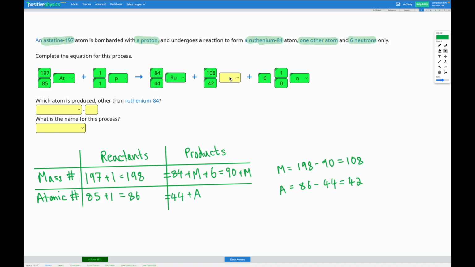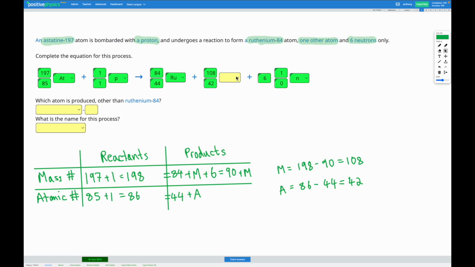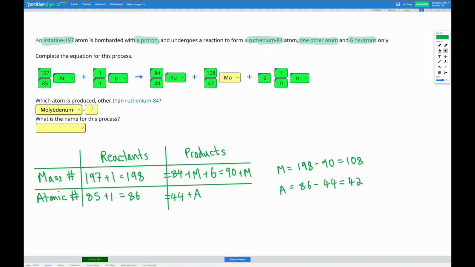Let's head to the periodic table again to figure out which atom has an atomic number of 42. Here's our atomic number of 42. It's molybdenum, Mo. So our symbol is Mo. Our name is molybdenum. And our mass number for that is 108, which is the number that goes after the name. Awesome. So we finished writing out our nuclear equation and figured out our unknown nucleus.